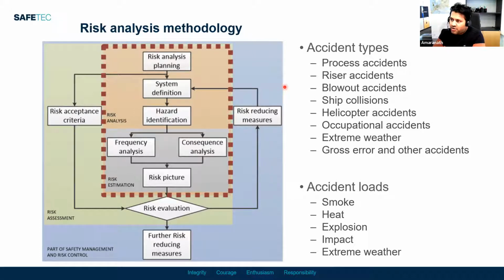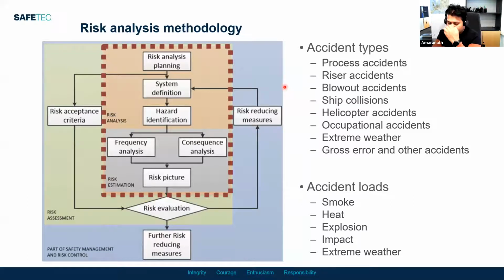Process accidents are the main type of accident, where we have risk of fire and explosion accidents due to hydrocarbon releases. If we have gas releases, it can ignite immediately, giving fire accidents, or it can ignite with some delay, and then we will have a gas cloud with an enormous amount of energy, which can give you explosions with severe consequences. Riser accidents, we will come to that later.